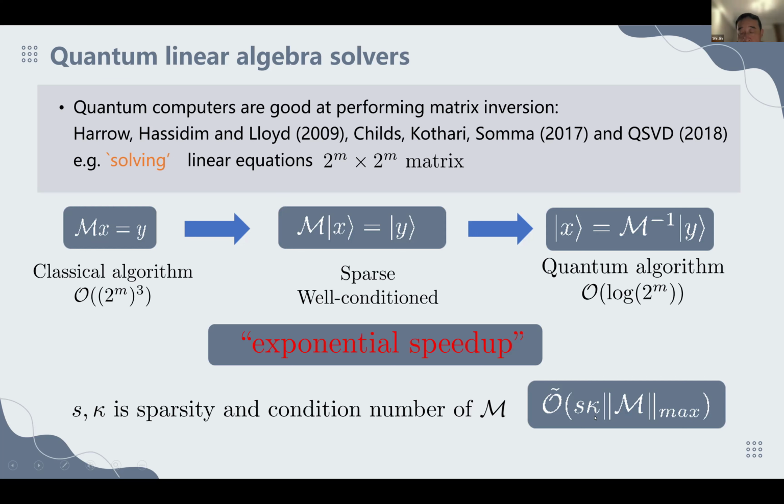And kappa is the condition number, and s is the so-called sparsity. The condition number is the largest eigenvalue over the minimum eigenvalue. And s, the sparsity, is the number of non-zero entries in the rows or columns of M. Okay, so it works very well if you have a sparse matrix, and if the condition number is low.